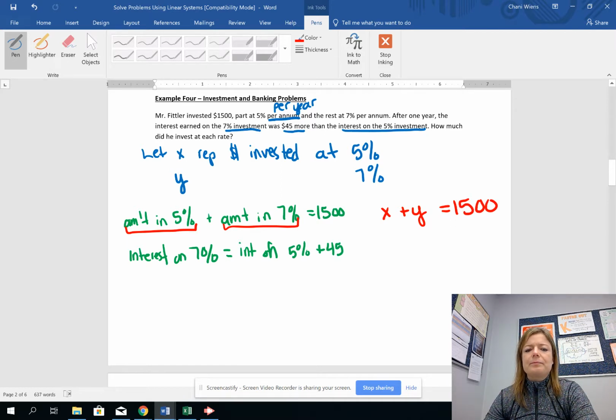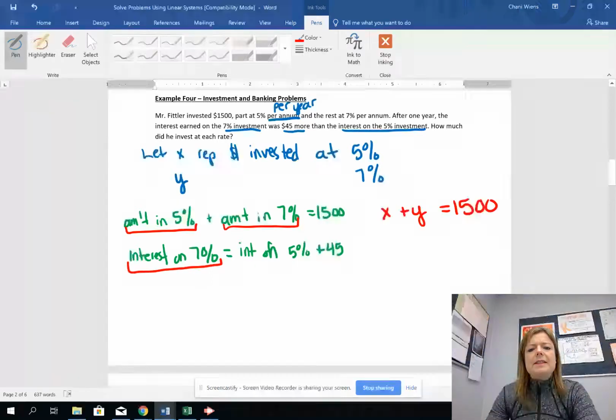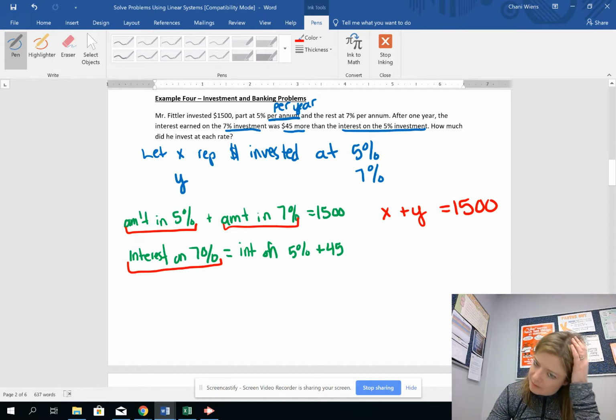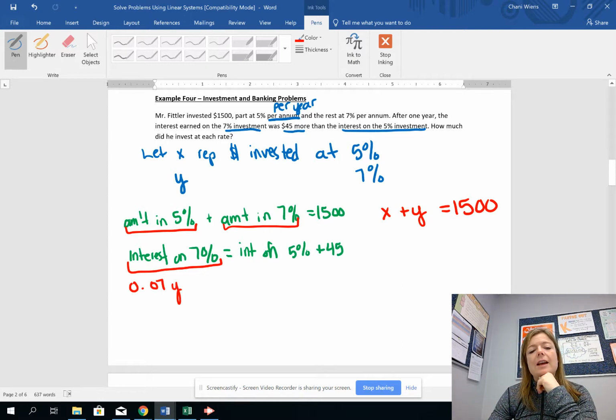That's our first equation. Okay, but how do we figure out the interest on the 7%? Well, he put Y dollars in at 7%, and it earns 7%, so he gets 7% times Y. That's the interest that he gets off of that, 7% of whatever he invested at that rate. So that equals, now, how much did he earn off the 5%? Well, he earned 5% of whatever he invested, which is represented by X. And then we do plus 45.